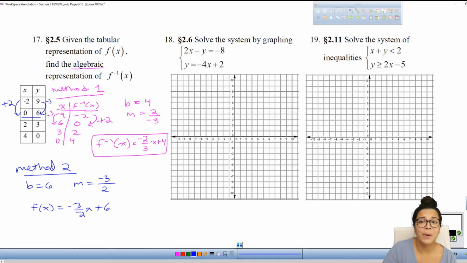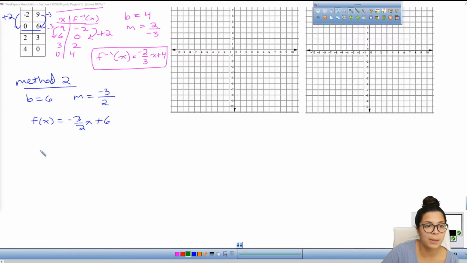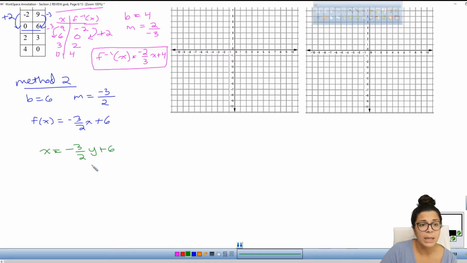Now, to find the inverse, I could now solve by switching the x and the y. So that's the other way that we could find the inverse here. We're going to switch. The y value becomes x, and the x value becomes y. Now, we would subtract 6 on both sides, because we need to solve for y. And then we need to multiply by the reciprocal, -2/3, to cancel out this fraction.